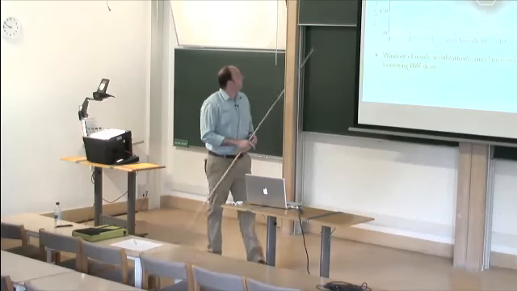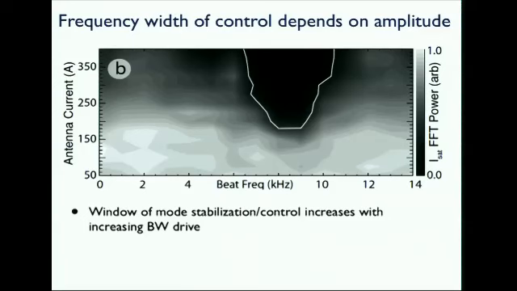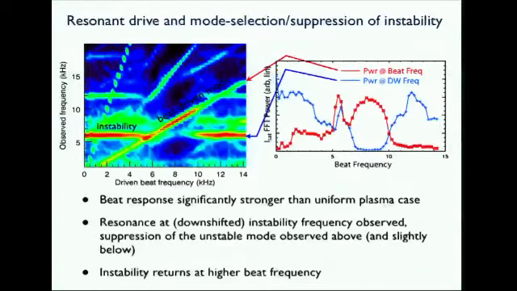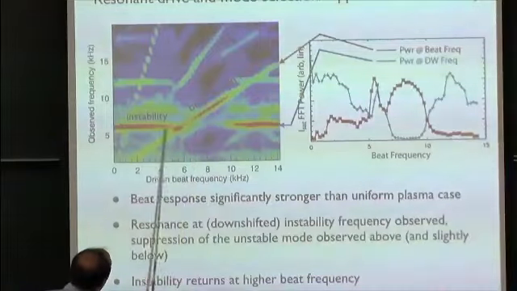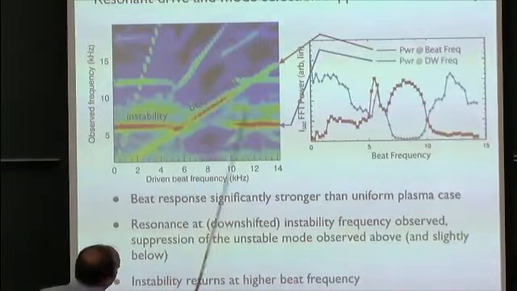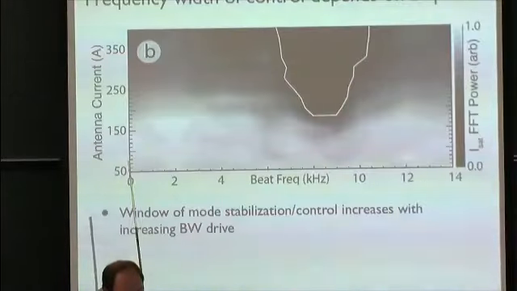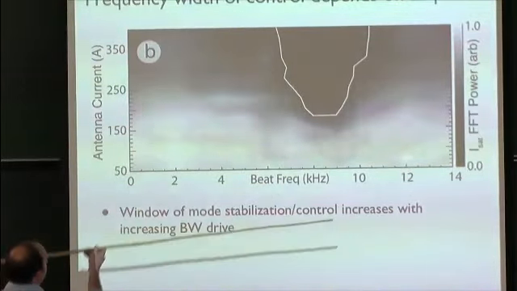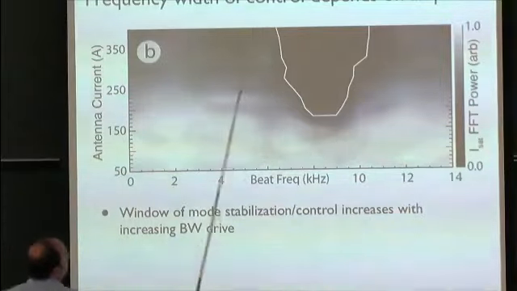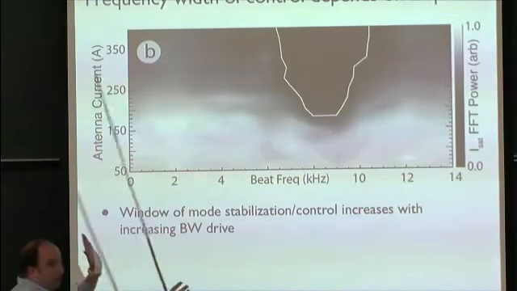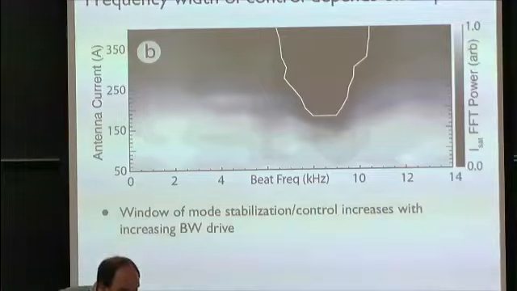And I think this is the last bit. The other thing that's interesting is the width. So if you go back to this plot in the beginning here, there's a certain width over which I have control. If I go too far in frequency, it comes back on. And that's also amplitude dependent. So you see here, as I go up in kinetic Alfvén wave amplitude, the width over which I have this control expands with amplitude.